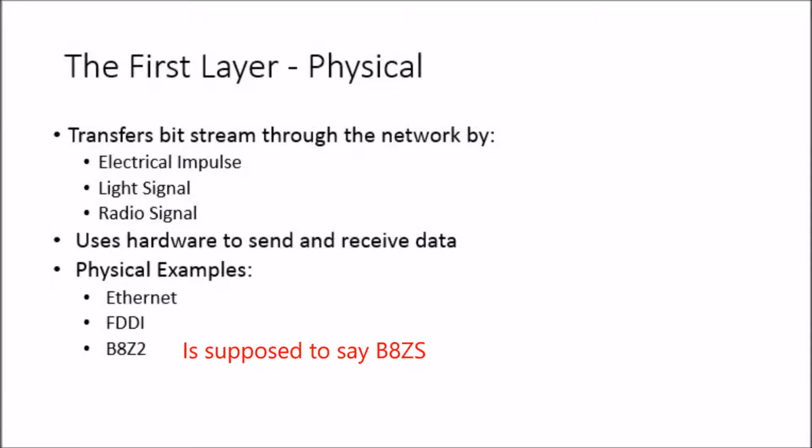The first layer is the physical layer. This layer transfers the bit stream through the network at both the mechanical and electrical level. This can be done either by electrical impulse, light signal, or by radio signal. The physical layer uses hardware such as defining cables in order to send and receive data on a carrier. Examples found in the physical layer include Ethernet, FDDI, and B8ZS.